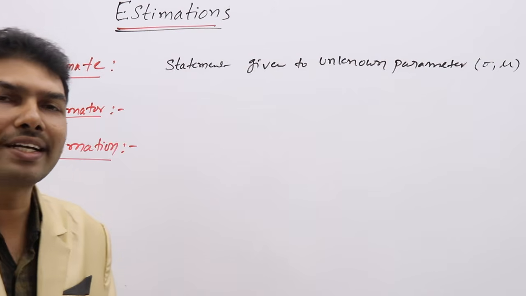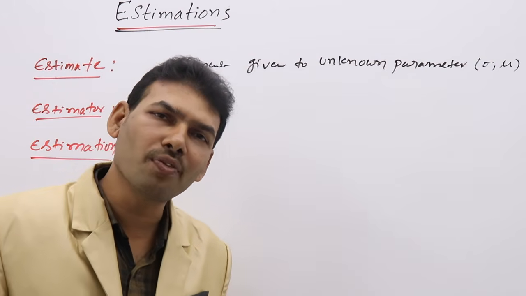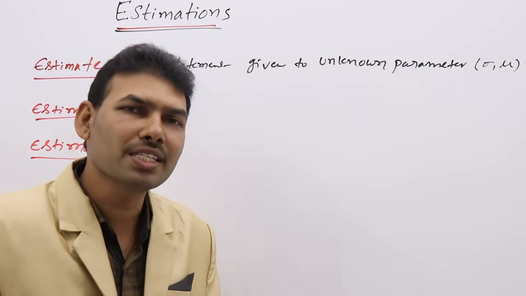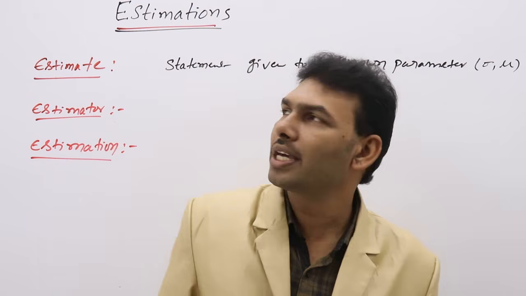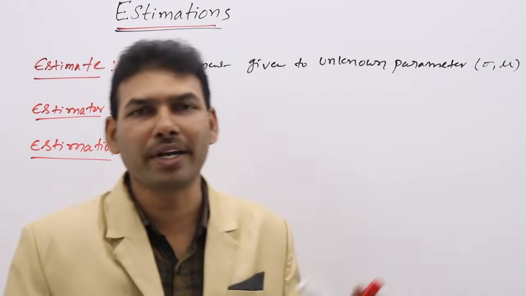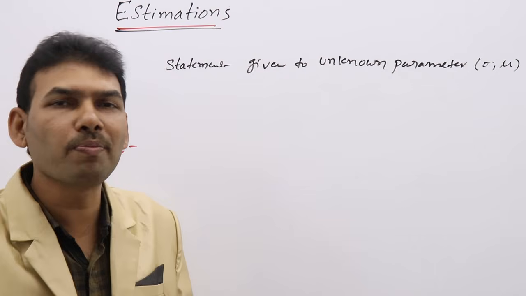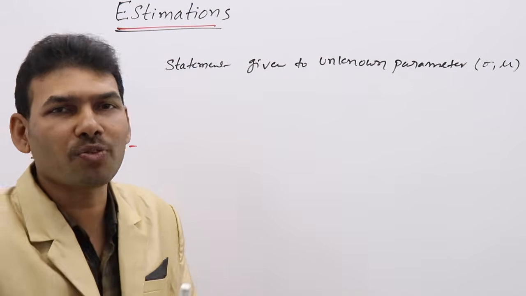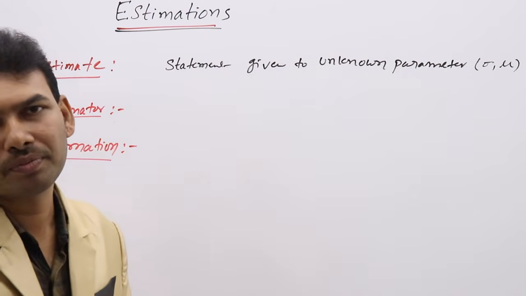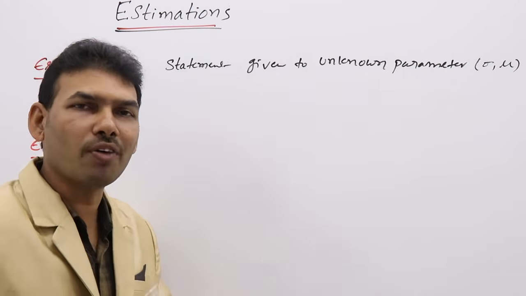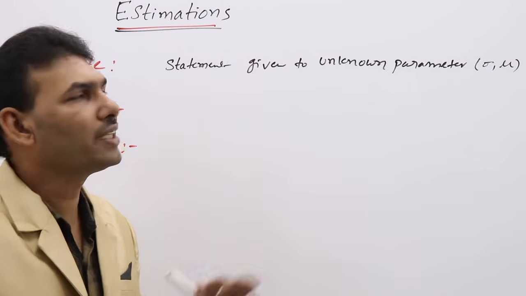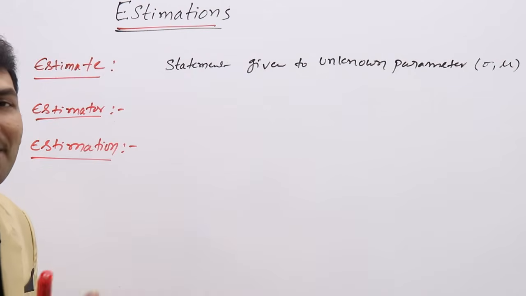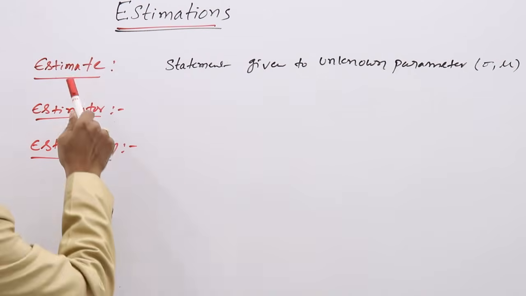Statement means a sentence which is either true or false but not both. Here, we don't know the population parameter, either mu or sigma or any other, and we are expecting one value through a statement. That statement may be true or false but not both. That you need to remember. It is a simple sentence. We don't know one unknown value, we are expecting that it may be this. That is called estimate.